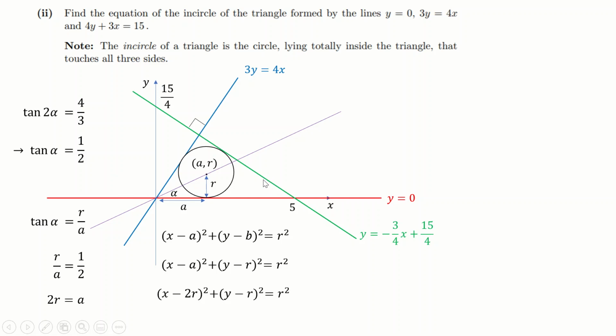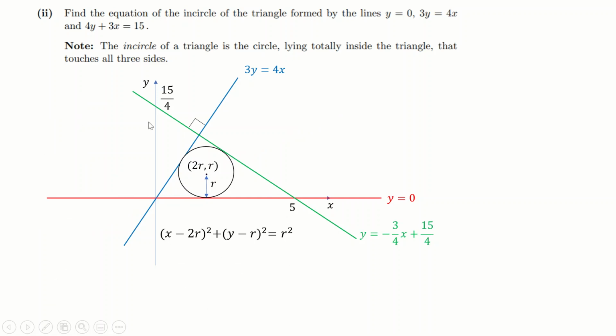Anyway, which is the bit that we haven't used yet? We're just looking for R. There's one thing that we haven't used, which is, of course, the green line. So let's look at the gradient of the green line. That rises 3 every time it runs across 4.